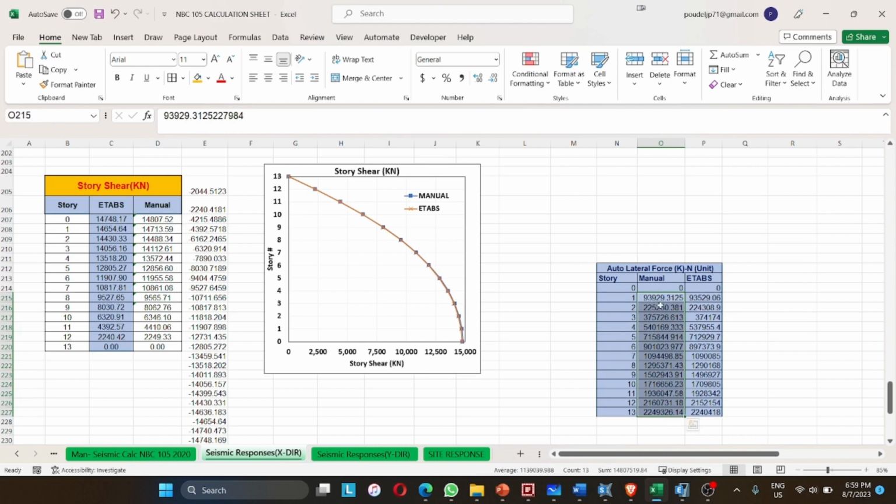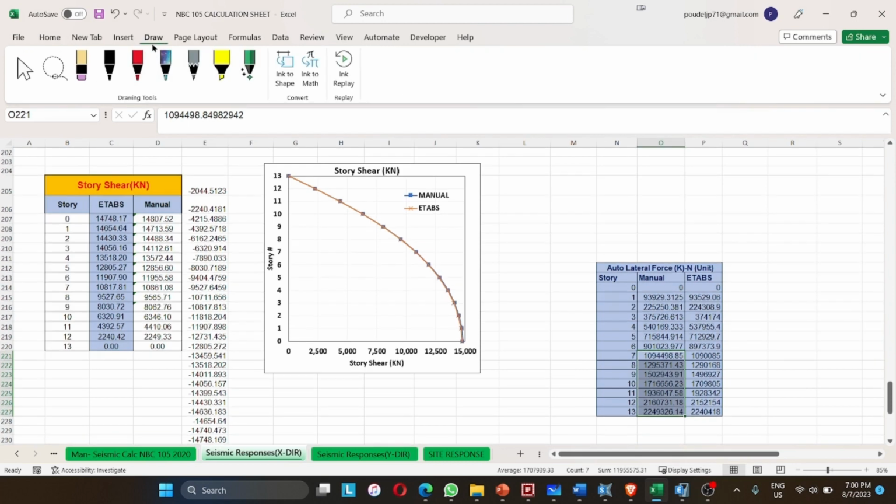14,807,519.88 means the force is in Newton unit, and here it is in kilonewton unit. And the story shear for the first floor is the summation of story force above the first floor. These are the values, 14,713.590. Similarly, for story number 6, the story shear is the summation of story force from story 7 to 13. It means 1,195.575. Yeah, this one.